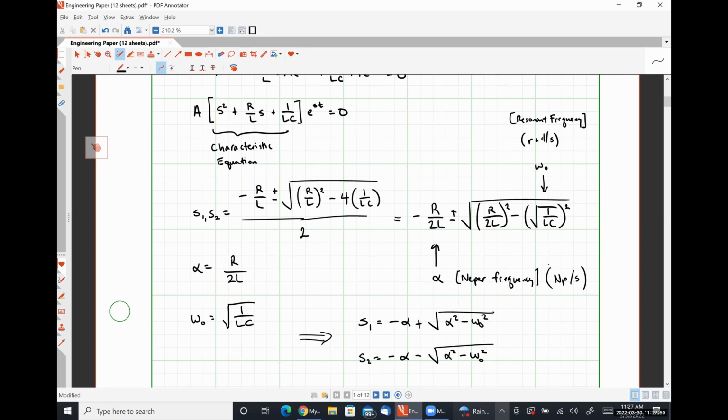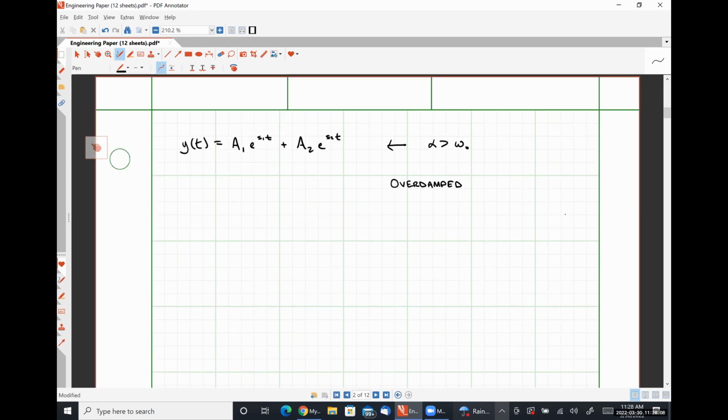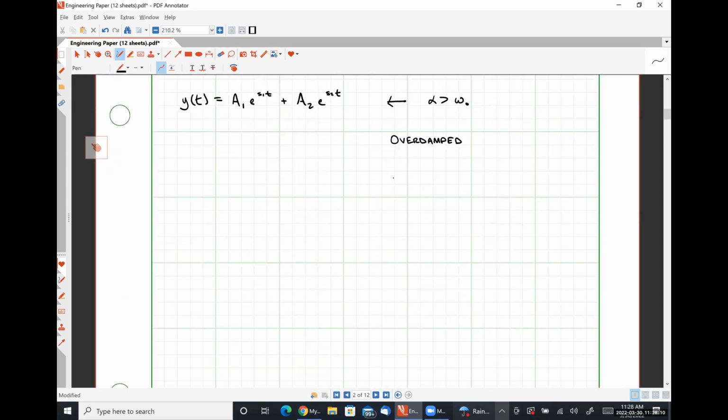S1 and S2 would be equal to alpha, but that leads us to another problem, in as much as we have two initial conditions to satisfy with only a single S value, okay? So when alpha is equal to omega naught, we have to modify our response equation to incorporate a second initial condition.